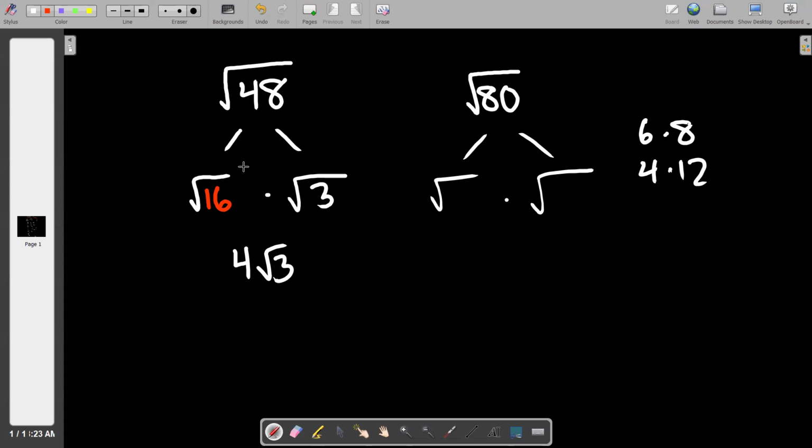10 and 8 will do us no good. 10 and 8 are both trash. Never pick trash numbers. There's a lot of ways to make 80. 2 and 40, 4 and 20, 5 times 16, 8 times 10. What? 16 and something. Yes. Turns out that 16 times 5 makes 80.